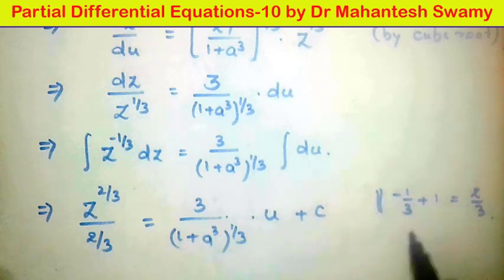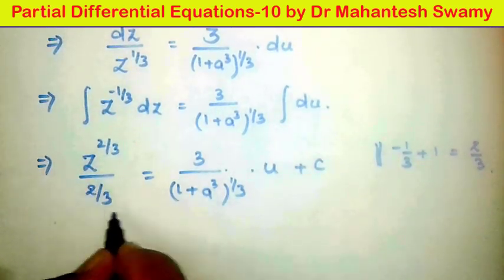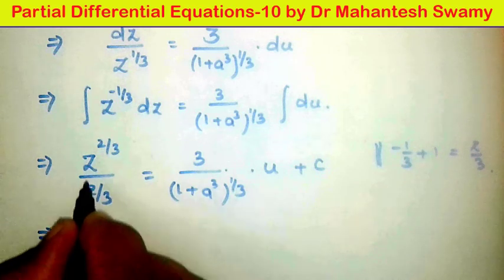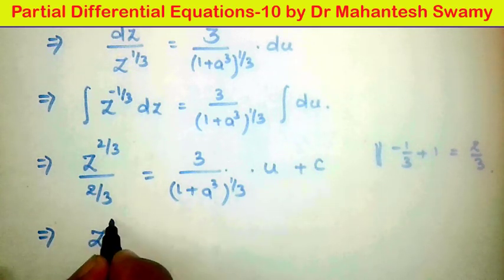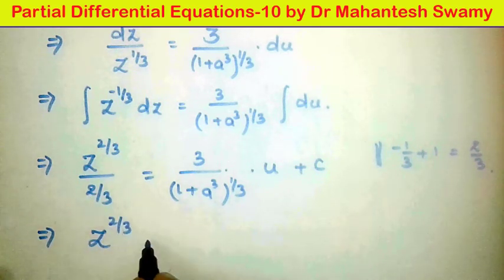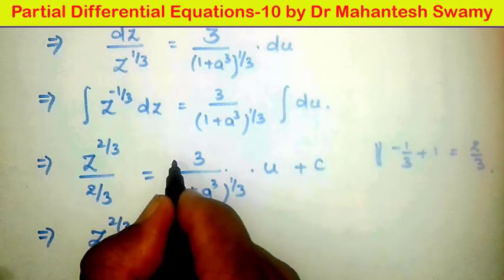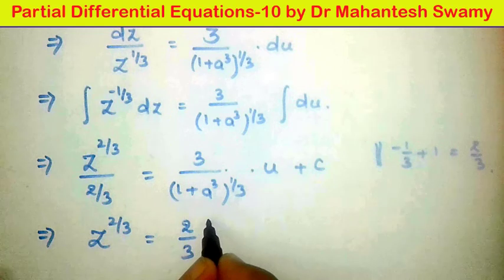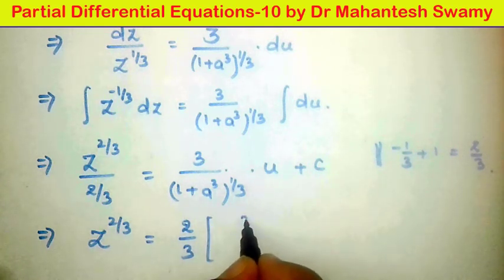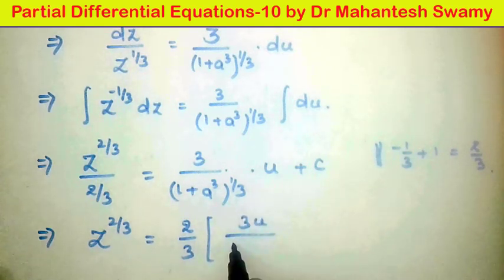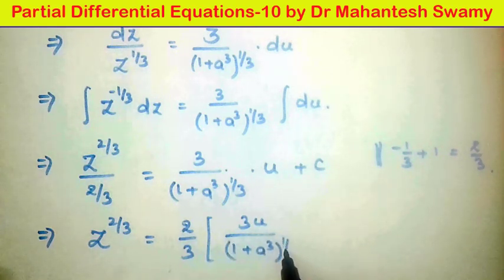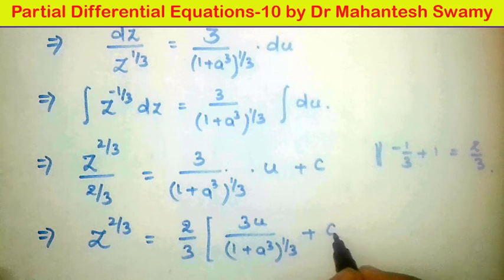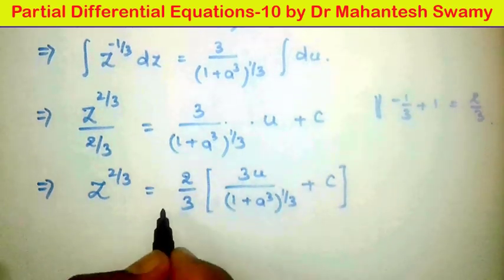Let us take it here. Now this 2 by 3 we can cross multiply so as to have z to the power 2 by 3 on the numerator equals this. When it comes to the numerator, it becomes 2 by 3 into the bracket 3u by 1 plus a cube whole to the power 1 by 3 plus c as it is here. And now it is time to simplify.